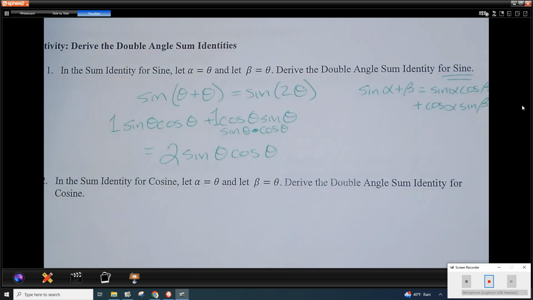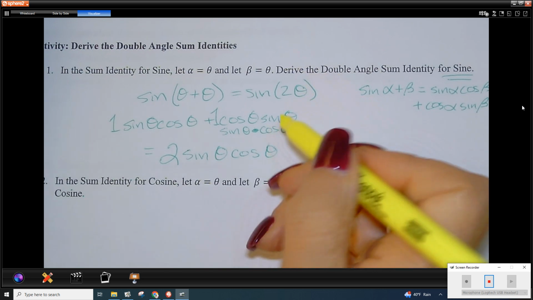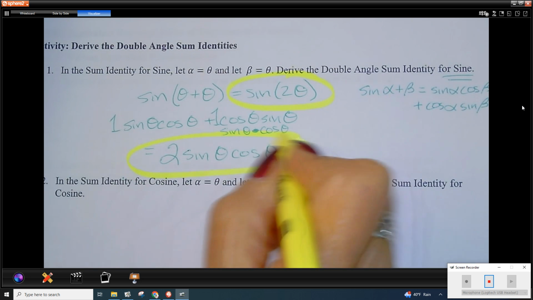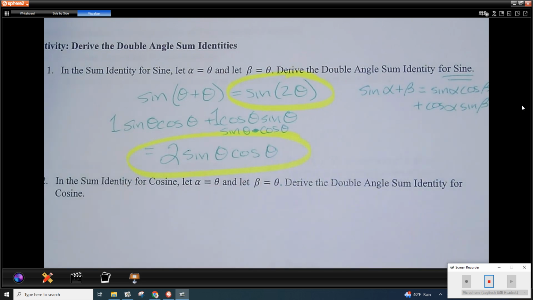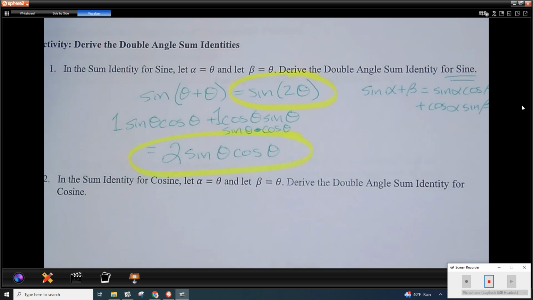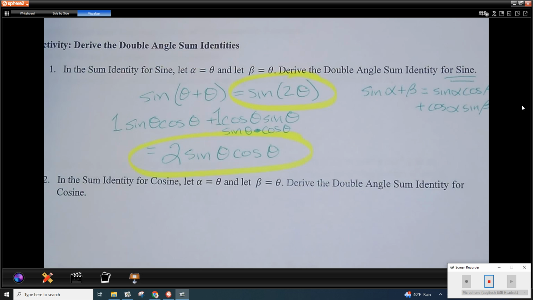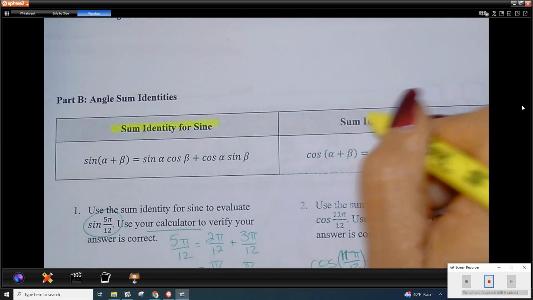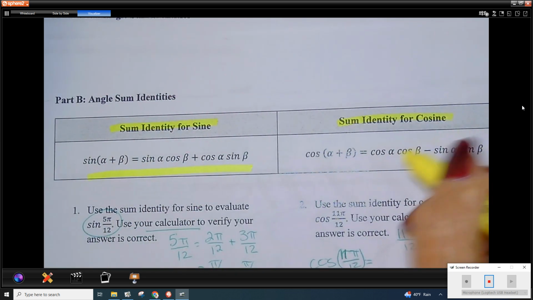So let me get my highlighter. Sine of 2 theta is 2 sine theta cosine theta. I didn't highlight on the other page, but you can. These are important to know. Okay.